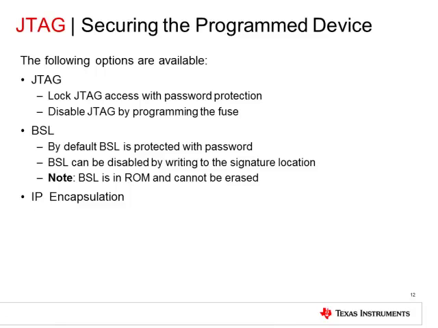Once an FR59x device is programmed, the following options can be used to secure it from external access. Programming the JTAG fuse by disabling JTAG or locking it with a password, disabling the bootstrap loader to prevent unsecured access, and protecting a portion of the code such as sensitive IP by using the IP encapsulation feature. Each of these are discussed in more detail in the upcoming slide.